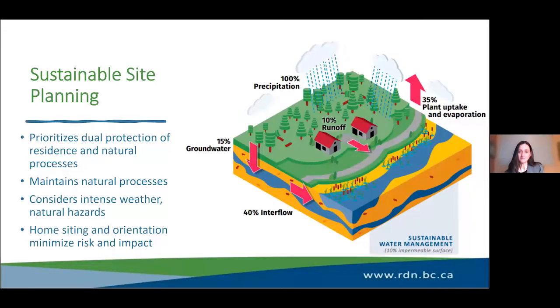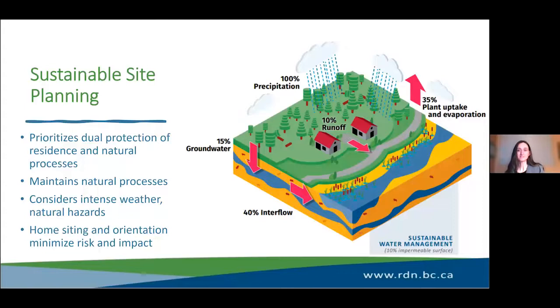The result is improved safety, reduced risk of costly damage and repairs, protected natural processes and natural character, and more resilient homes and landscapes. For example, this diagram here shows an approach where surface paving has been minimized and native vegetation has been retained, protecting groundwater recharge.